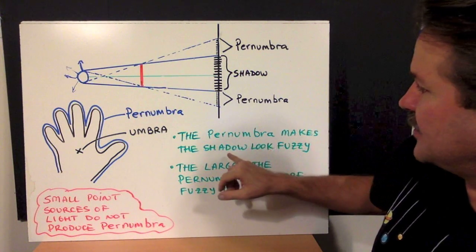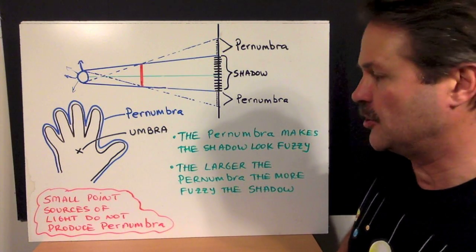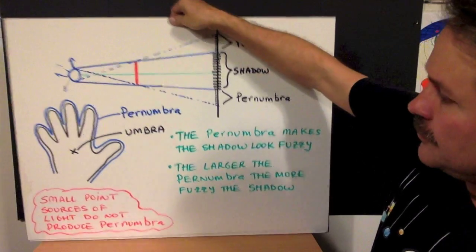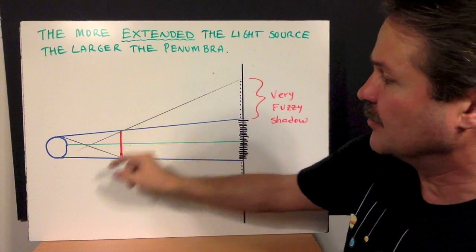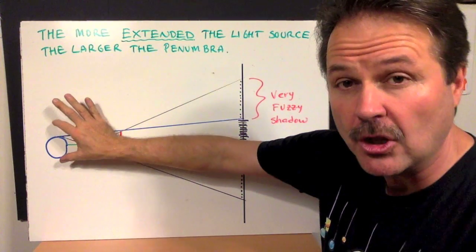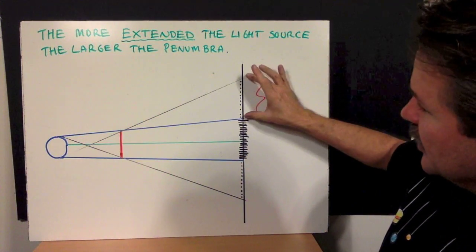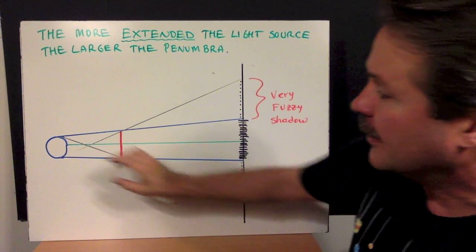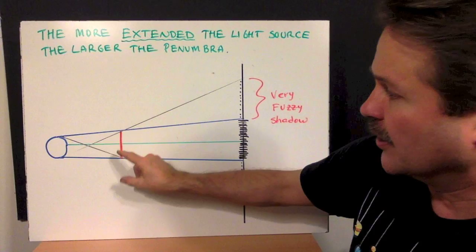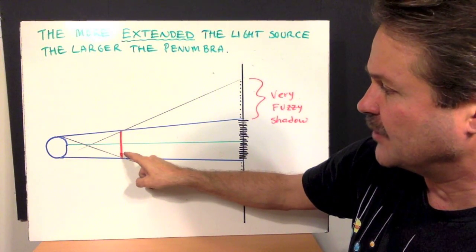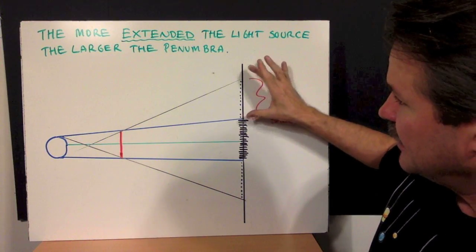So the penumbra makes the shadow look fuzzy, and the larger the penumbra, the more fuzzy the shadow. So the more extended the light source, the larger the penumbra. If we make the light source even larger than in the previous diagram, the penumbra gets more pronounced because of the angles of this light. What happens is the large light source starts approaching the size of the object, so the size of the shadow starts getting smaller and the penumbra starts getting very large.